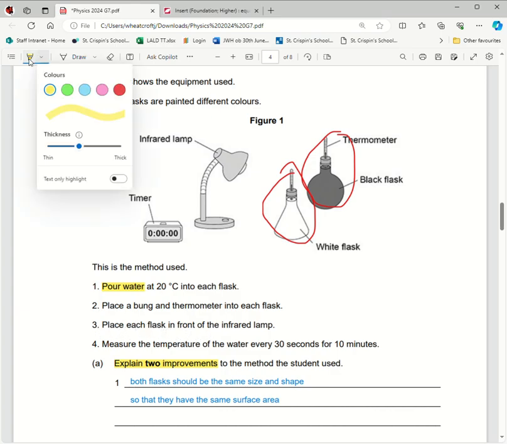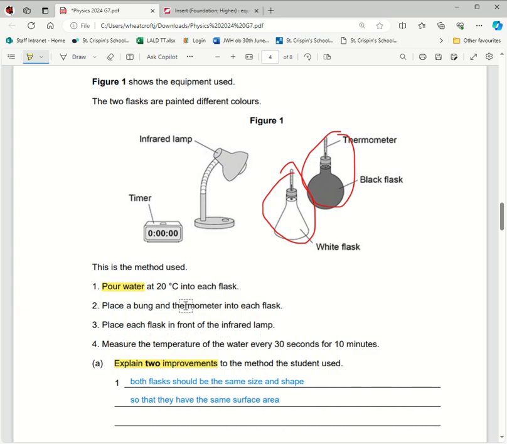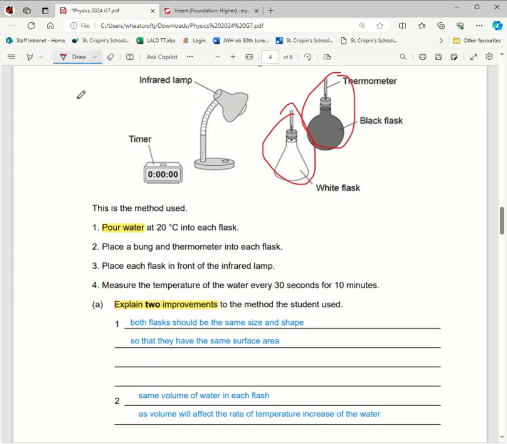Oh, sorry, the highlight isn't working. Hopefully it works now. No, oh well.